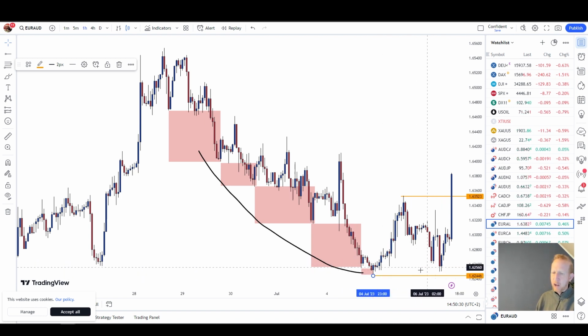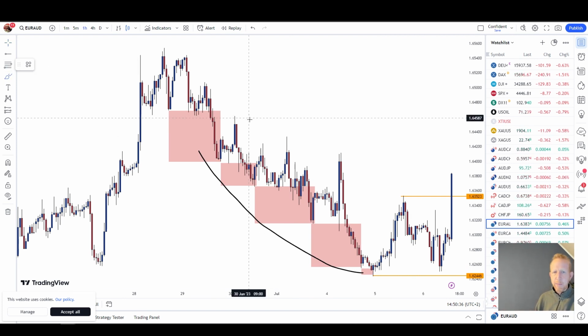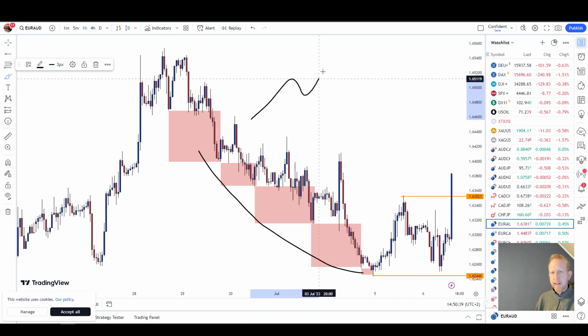You see that higher low that's going on here, and remember what the anatomy of an uptrend is. The anatomy of an uptrend is you have higher highs and higher lows. That's what an uptrend is.